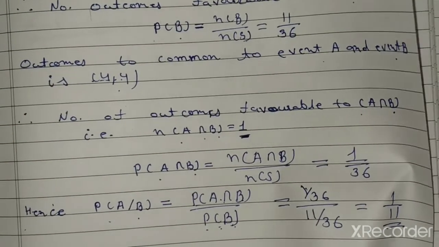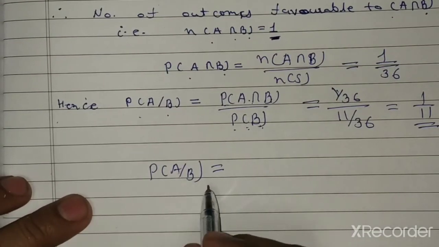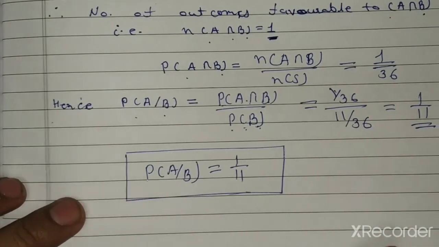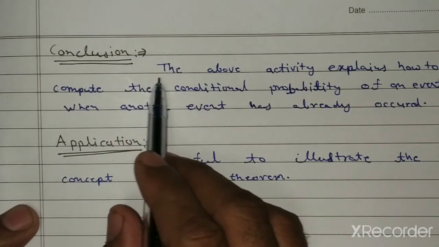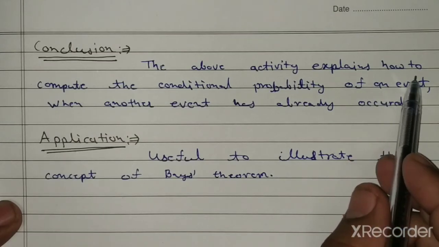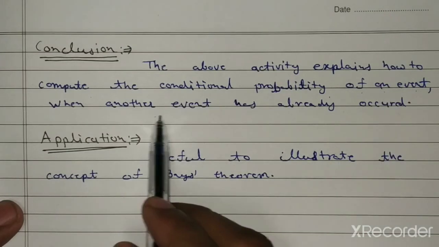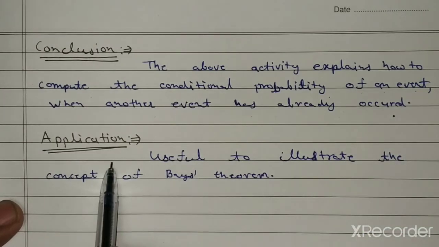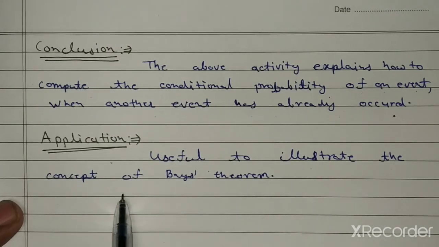Now, P(A|B) for this case is equal to 1 by 11. Next topic is conclusions. The above activity explains how to compute the conditional probability of an event when another event has already occurred. Clear? Now application: useful to illustrate the concept of Bayes theorem.